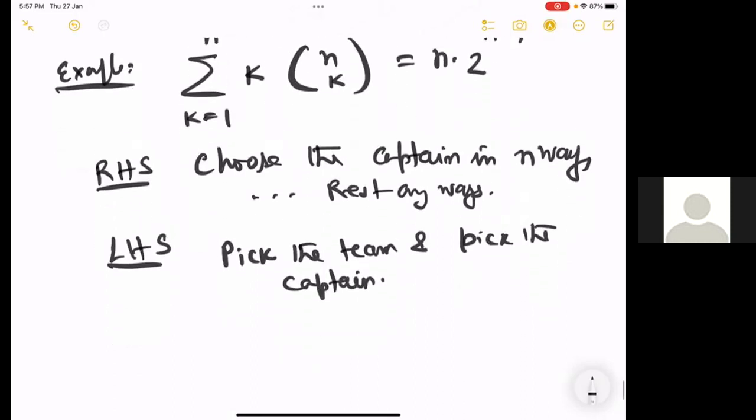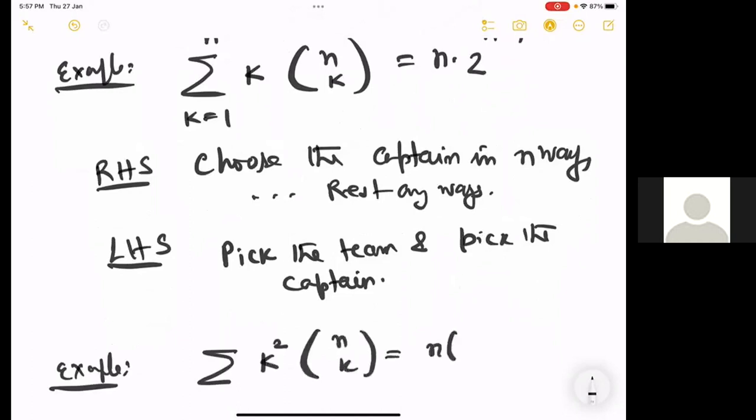Okay, so let me make your life a little bit interesting. I think people are finding it too easy. So prove that the sum of k squared times n choose k equals n times (n plus 1) times 2 to the power n minus 2.